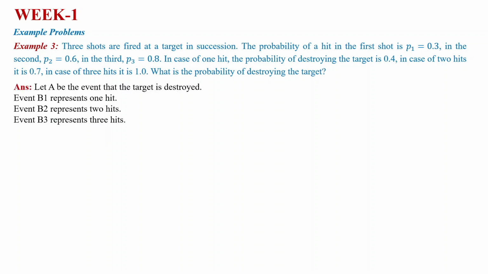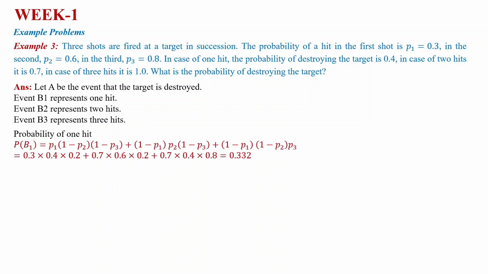For that, first we have to define the events. First, let A be the event that the target is destroyed. So it is a conditional event which depends upon the occurrence of event B1, which represents one hit, event B2 which represents two hits, and event B3 which represents three hits. And A is the conditional probability of the target getting destroyed given that either B1 or B2 or B3 has occurred.